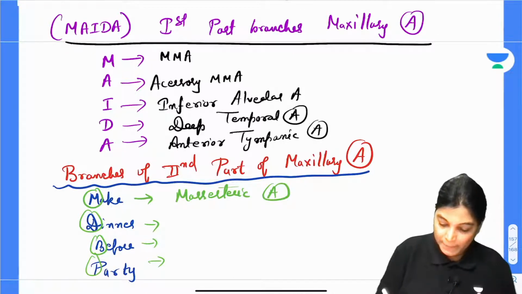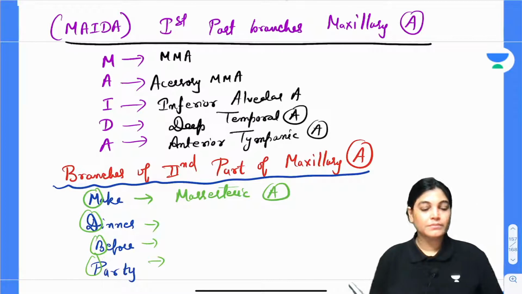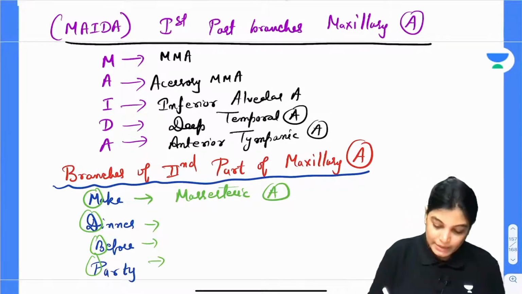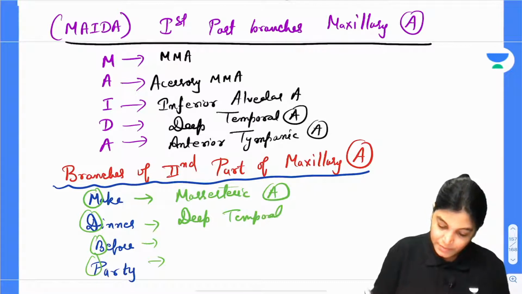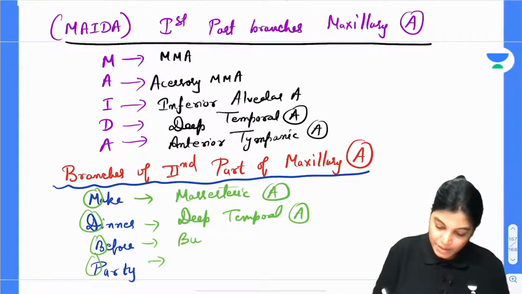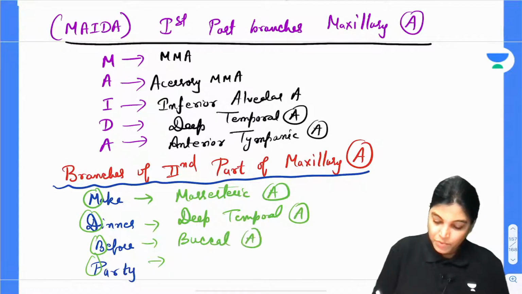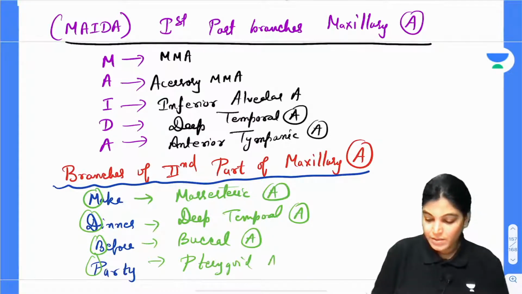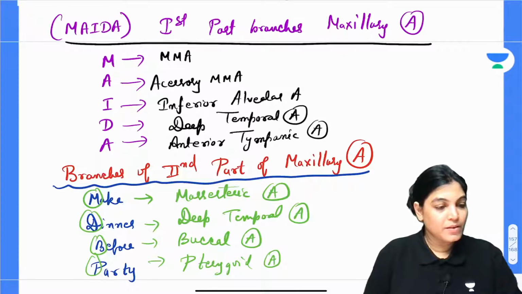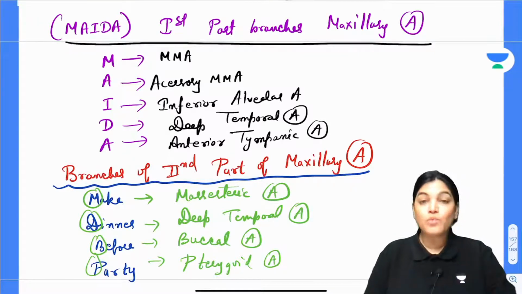M for masseteric artery, D for deep temporal artery, B for buccal artery, P for pterygoid, lateral pterygoid artery. Okay. Now what is left?